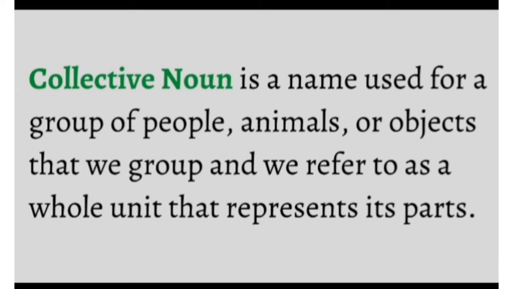What is a collective noun? A collective noun is a name used for a group of people, animals, or objects that we group and refer to as a whole unit that represents its parts. A collective noun is a word that you use to describe a group, right? Put it together, okay?